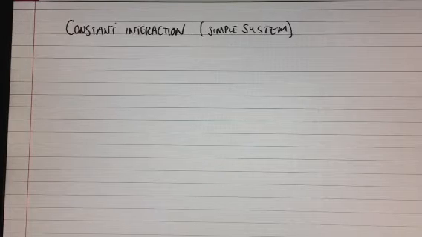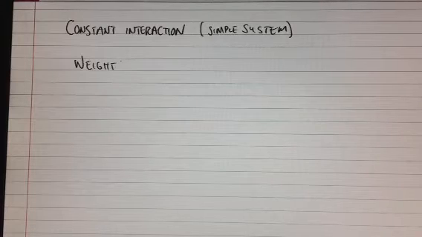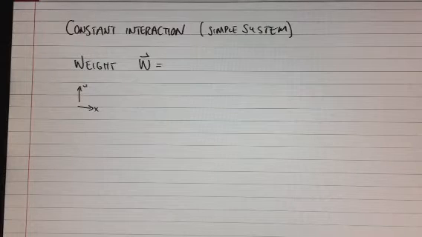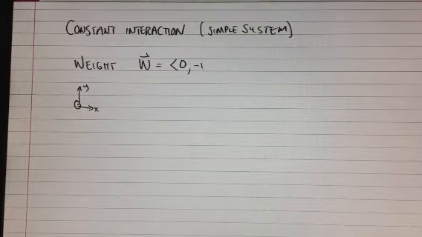We've got a constant interaction, and the easiest constant interaction, our very first one that we'll deal with, is the weight. So we know what the weight of an object is. It is a vector. Let's say I've got an x direction, a y direction going upwards, and z coming out. The weight has a 0 x component, it has minus w in the y component, and 0 in the z component. You put an object on a scale and you know what its weight is. That's the number that goes in the y component. That's what the weight of an object is.